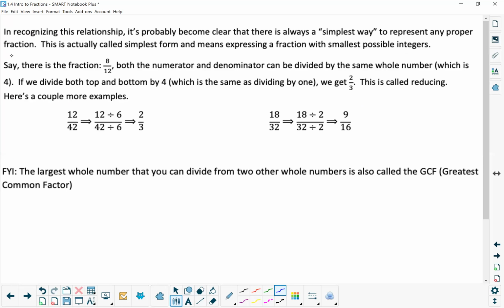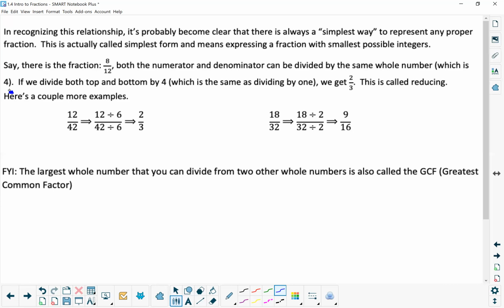Say there's a fraction 8 over 12. Both the numerator and denominator can be divided by the same whole number. They're both divisible by 4. If we divide the top and the bottom by 4, again, that's the same as dividing by 1, we would get 2/3. This is called reducing.